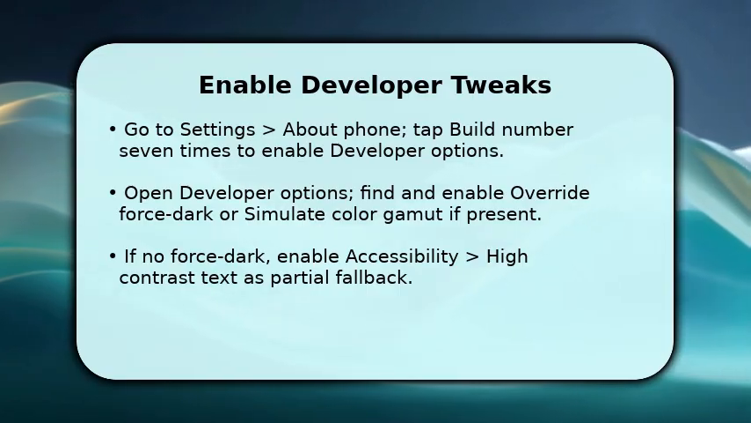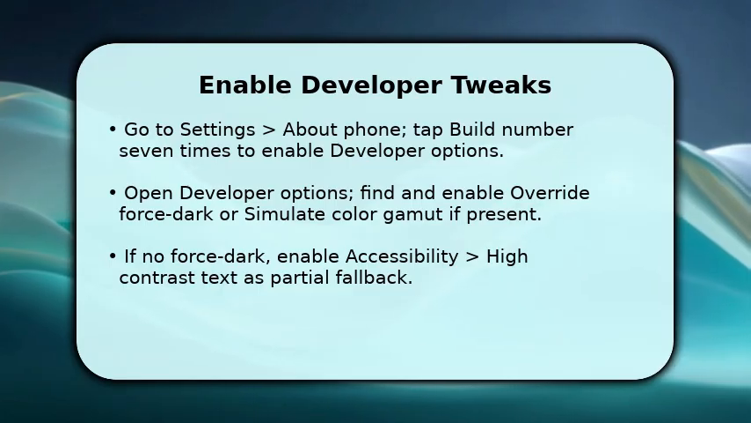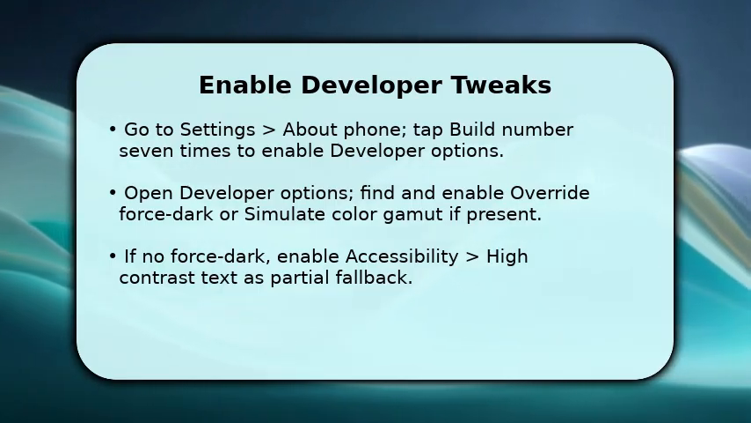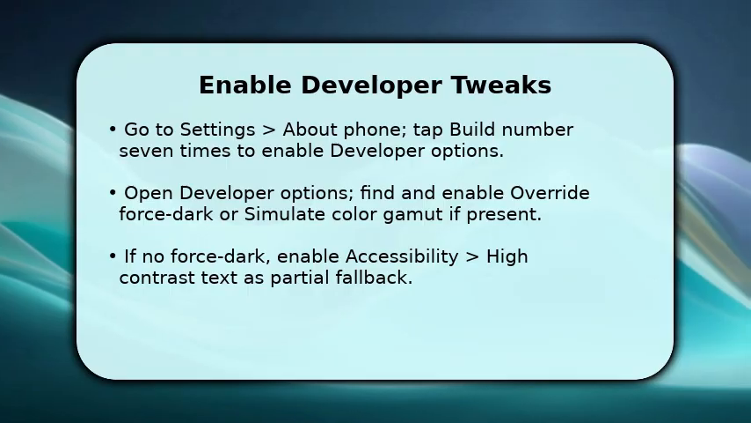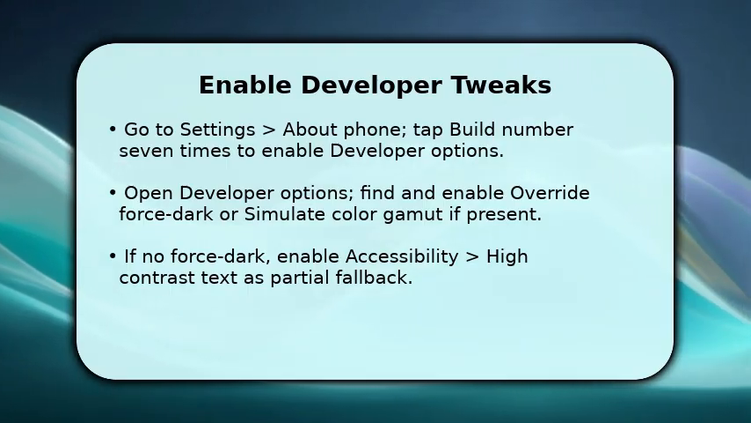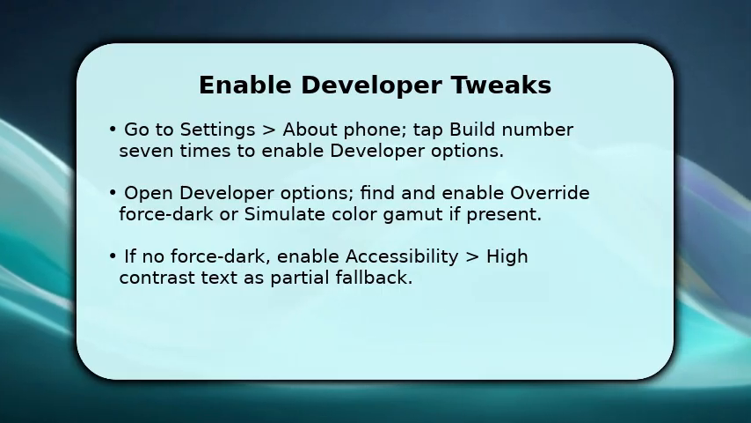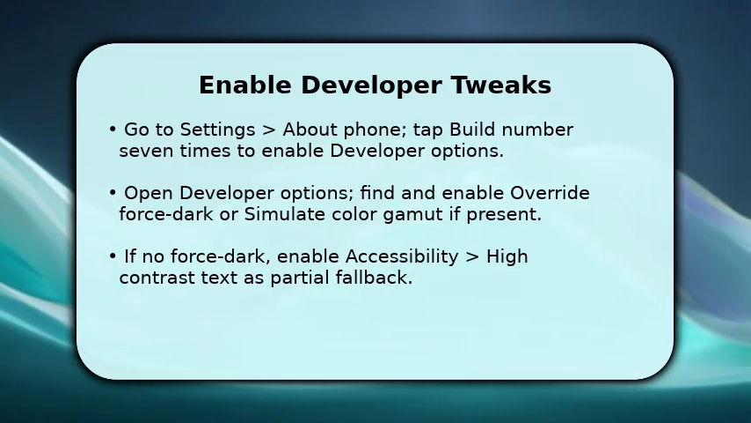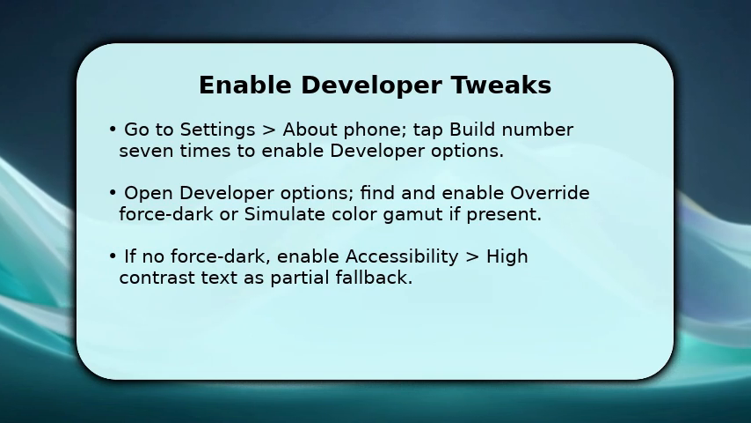If your phone shows Simulate Color Gamut, choose a subtle profile only if colors look acceptable. Once you enable Force Dark, reboot the device to apply changes fully. Make sure to observe app UIs and note exceptions that need individual settings.